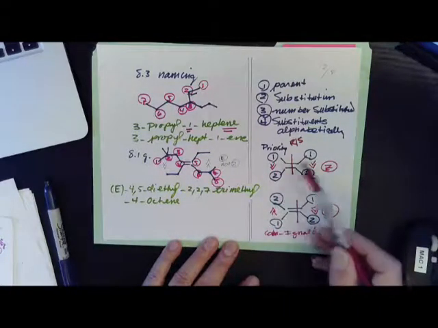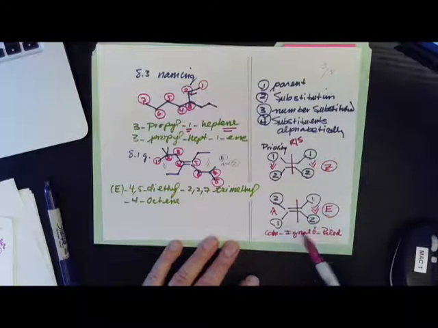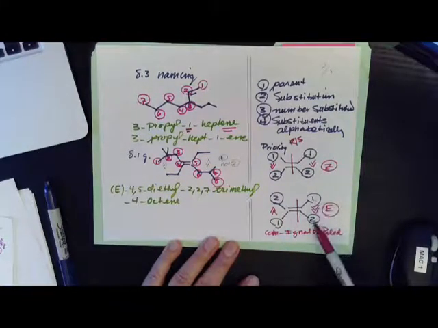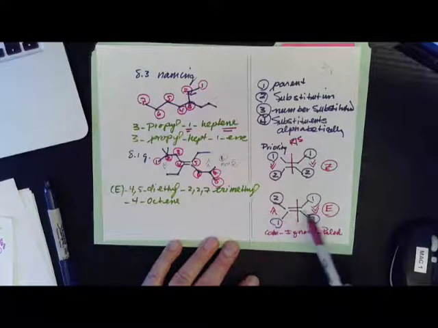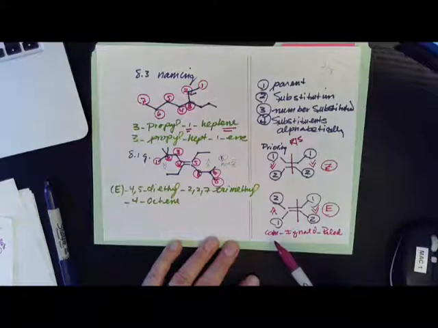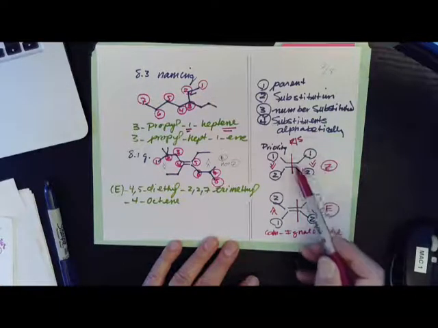So together. Now, if the priority is a little bit different, if you have a 1 and 2 here, but change it here to 1, 2, so the priorities are a little bit different from each other, that would be entgegen, the opposite in German. So this would be the E isomer, and this would be the Z isomer.